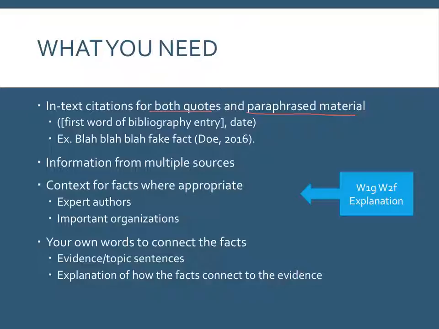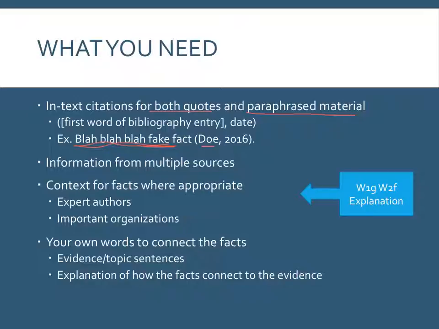And that's always going to take the format that we see here: the first word of the bibliography entry, comma, date, and that will go in parentheses after the fact. So for example here, let's pretend that this is a fact, or it could even be a quote, and then I've got the author's name, Doe, comma, 2016. If that was an organization instead of a name, it would be the first word of the organization's name.